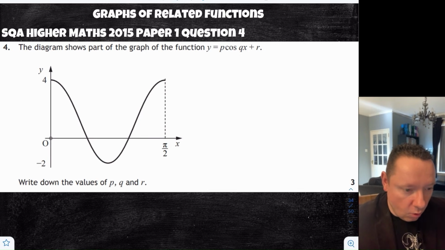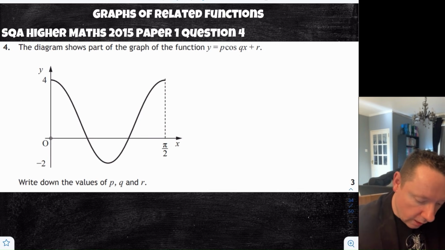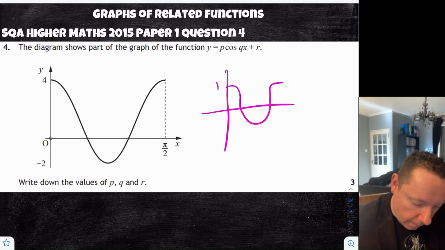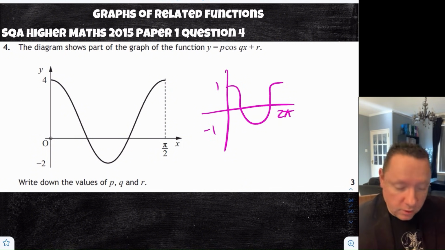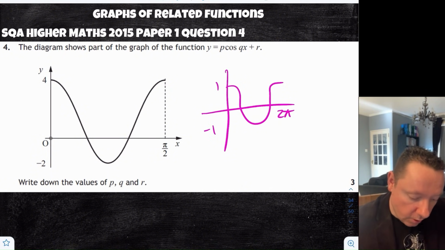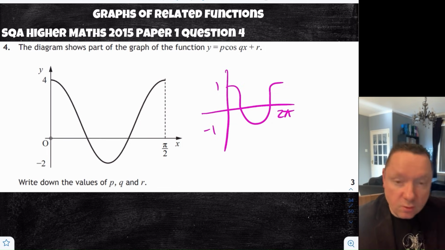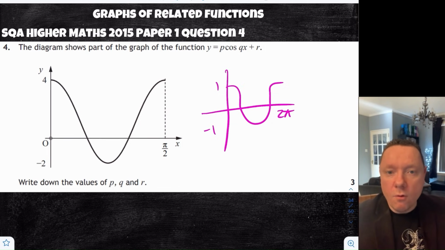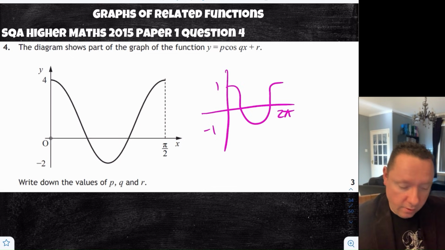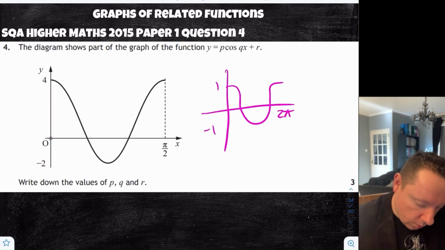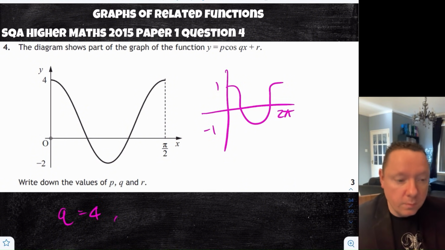Okay, so we need to start off with what this function is. The normal cos graph, if you remember, goes between 1 and -1, like so, and it goes up to 2 pi. So the number in front is called the amplitude, then the period or the frequency, and then how far it's moved up or down. So immediately we can see that if we look at the q first, we've got 1 up to pi over 2, which means if I was to keep drawing that, I would have 4 up to 2 pi, because pi over 2 is 90 anyway. So I can immediately write down that q equals 4.